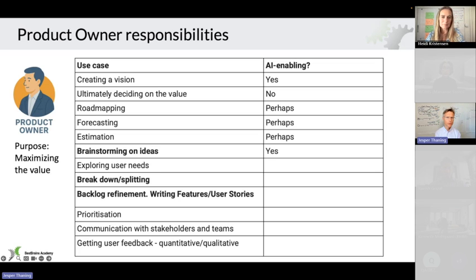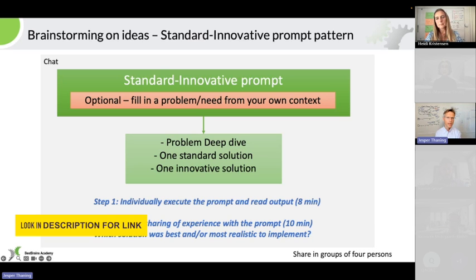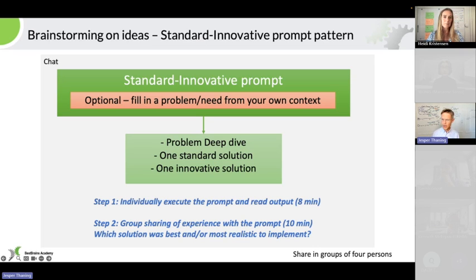And this is also where we are going to make a small prompting exercise. We will share a prompt, and I'll just explain the prompt first, and then you will try it out individually. So this prompt is a pattern that I call standard and innovative. When you get the prompt, you can fill in a problem or need from your own context. I would invite you to do that, but you could also use the standard one that is part of the prompt. What I ask the AI to do is to make a small problem deep dive and consider what is the real problem we are trying to solve here, and then come up with one standard solution and one innovative solution for this problem.